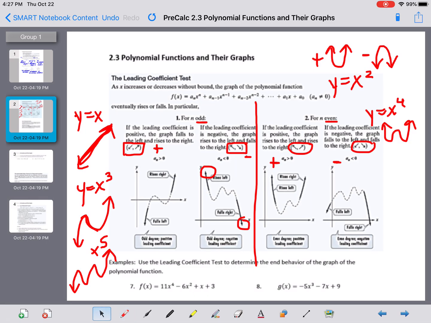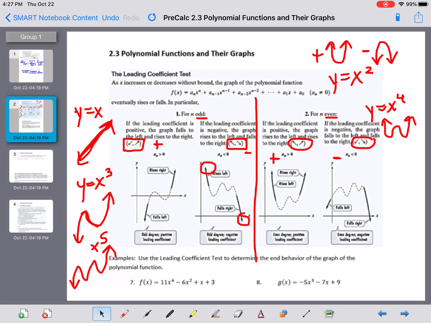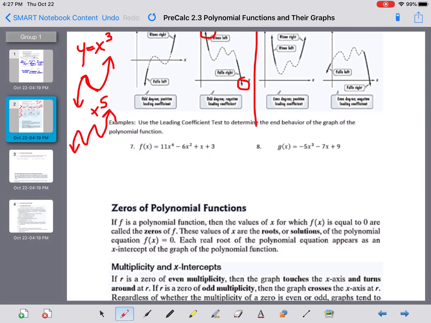If we look at number 7 and 8 here, let me see if I can move my page. On 7 and 8, I'm looking for my leading coefficient test to figure out what's happening. First things first, make sure it's in standard form. I have x to the 4th, then x squared, then x, then 3, so I'm good. Because I have degree 4, an even degree, both ends will be the same. Because my leading coefficient is positive, both are going to go up. Just a quick sketch, I'm probably doing something like this.